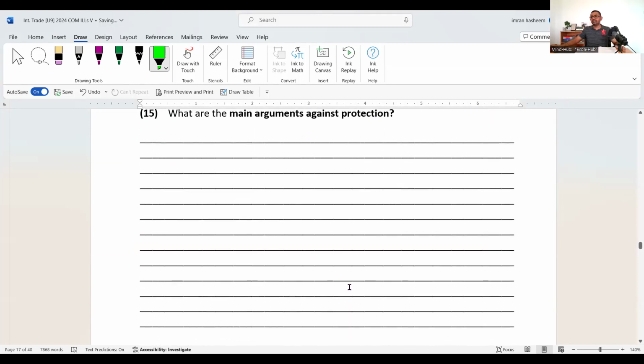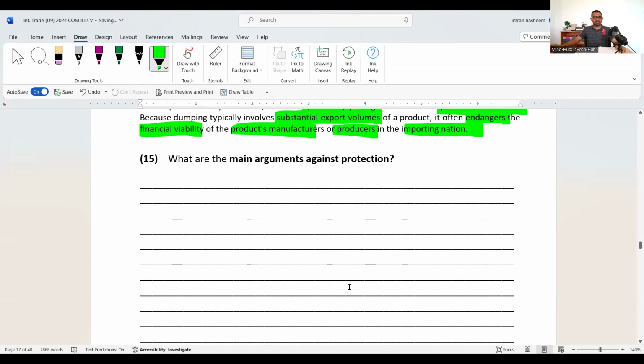Now let's quickly write the arguments against protection. Why we shouldn't prohibit or restrict free international trade. Okay. Both sides you need to know, these are tested a lot.